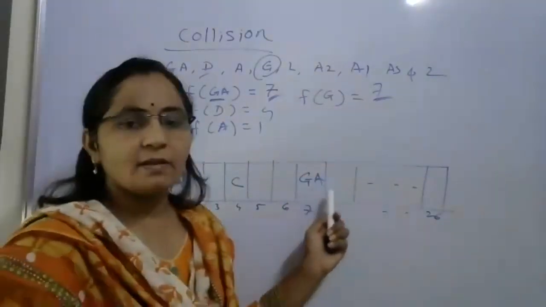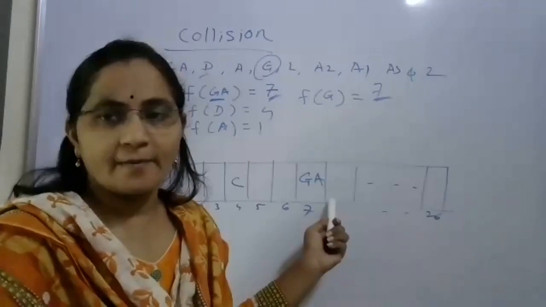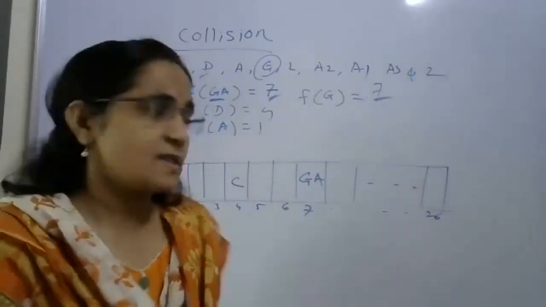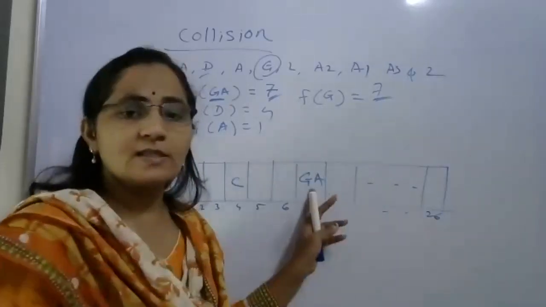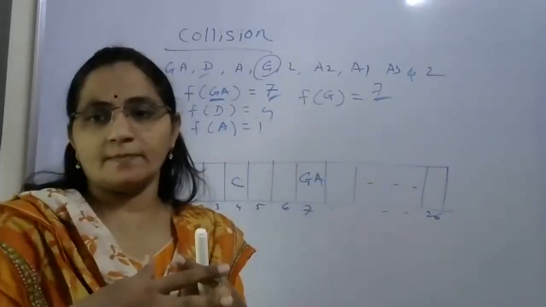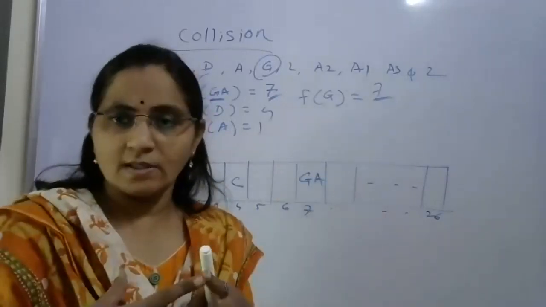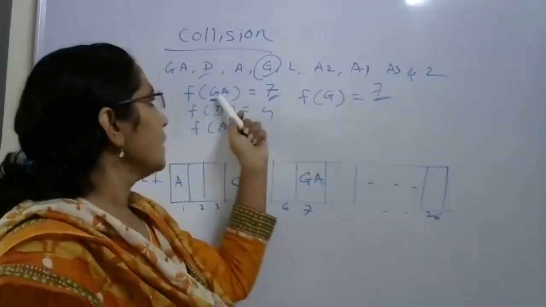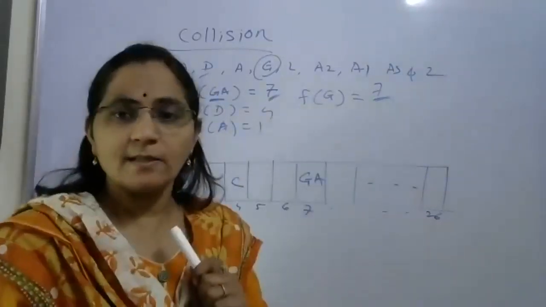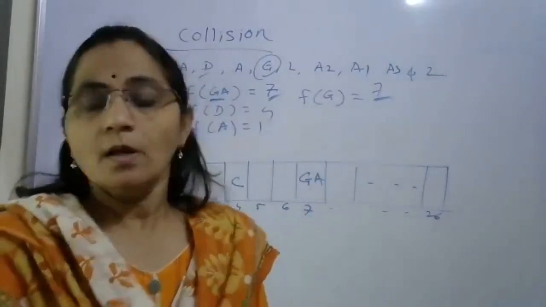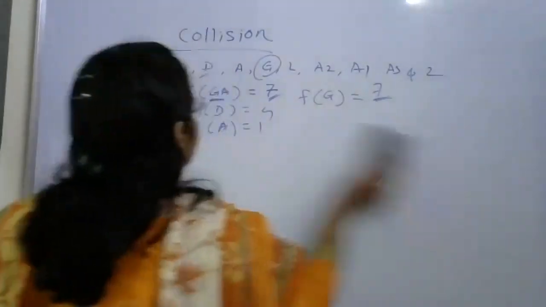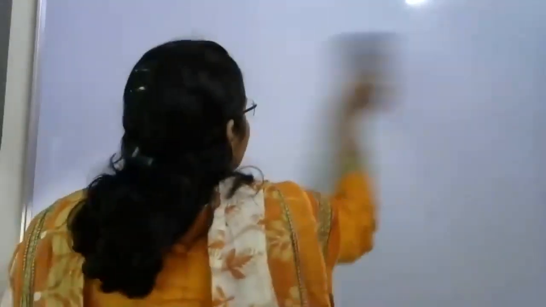When I go to the 7th bucket, it is already filled with GA, and G again calculates the same address 7. Now the question is where to add it, because this is already filled. This is called a collision: there is no space for the new identifier because both identifiers generate the same address. To solve the collision, there are two different techniques. The first technique is the linear probing method.